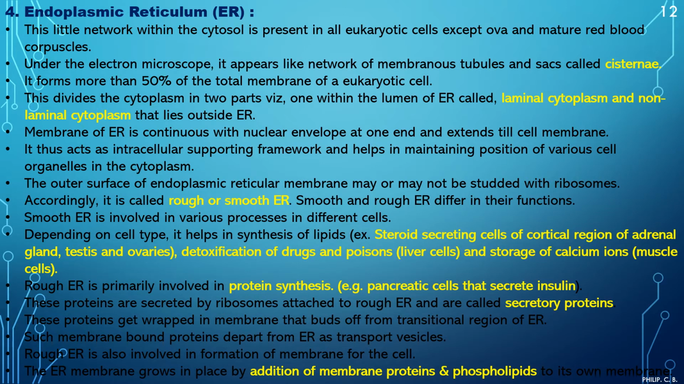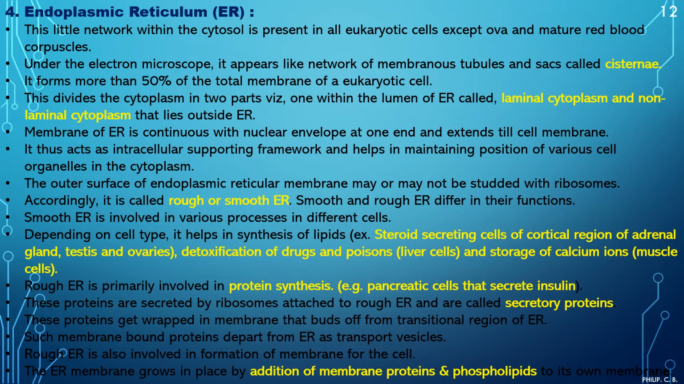You can see that the endoplasmic reticulum is usually attached at one end to the nuclear envelope. It thus acts as an intracellular supporting framework and helps in maintaining the position of various cell organelles in the cytoplasm. What does this mean? It helps to form a proper framework of the cell and also helps to maintain the position of the organelles.